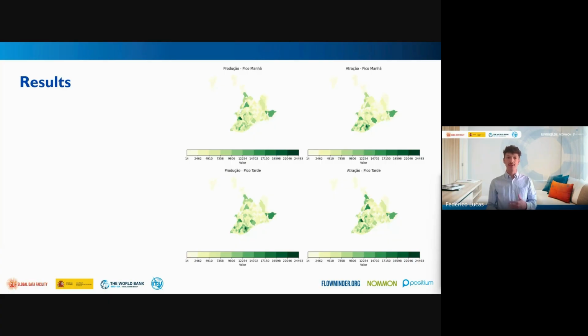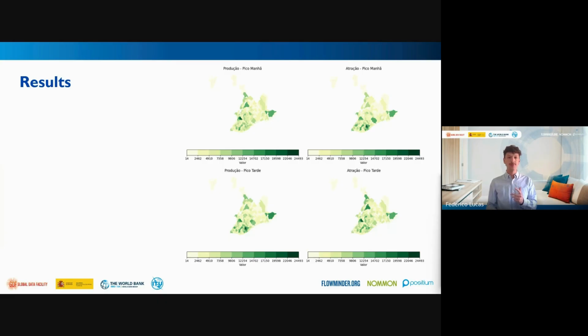The 2 maps at the top show trips during the morning peak. We observe a lot more green concentrated in this area, which is the heart of Salvador, the city center with all the jobs and the beaches. At the bottom, we see the afternoon peak, where everyone is returning home.